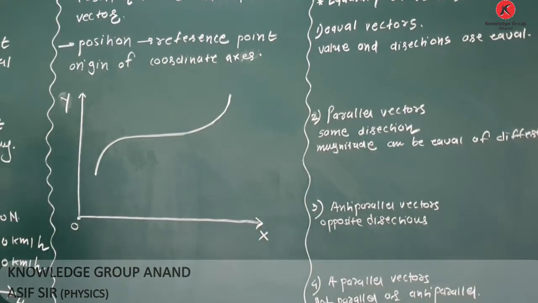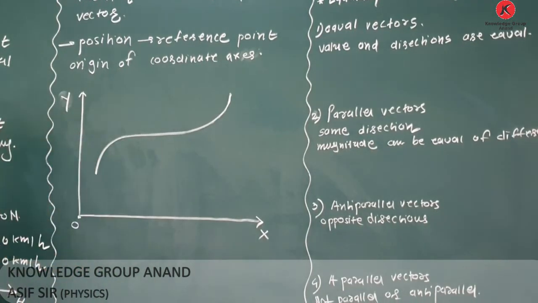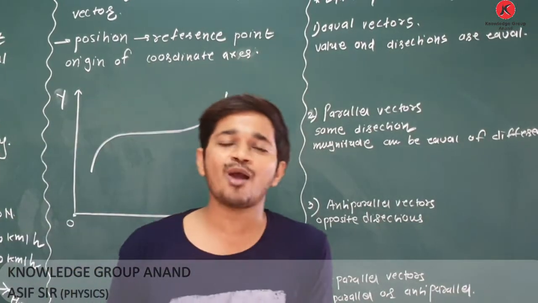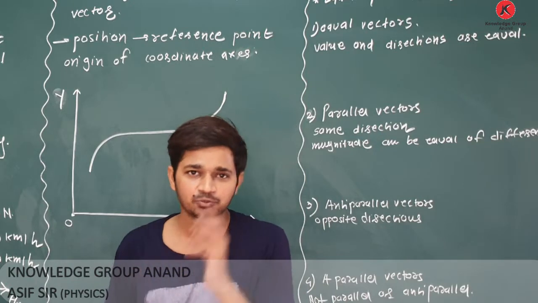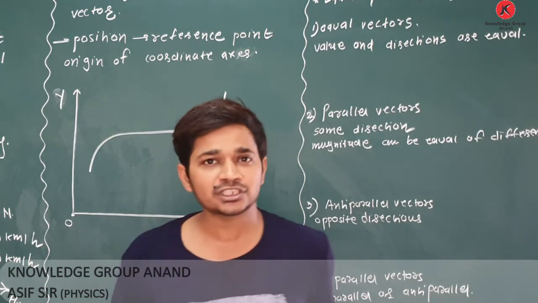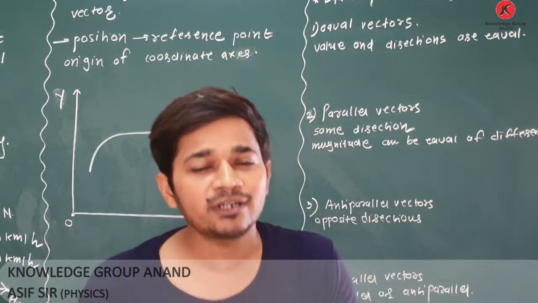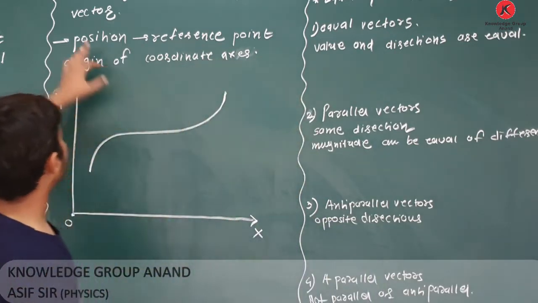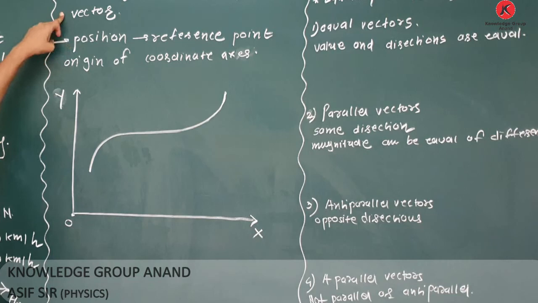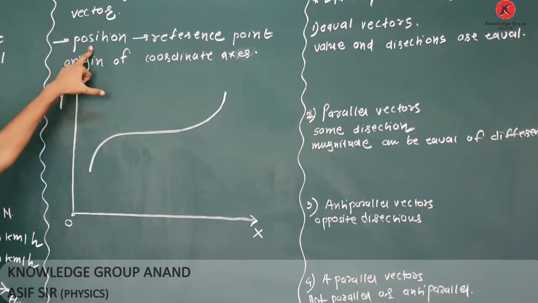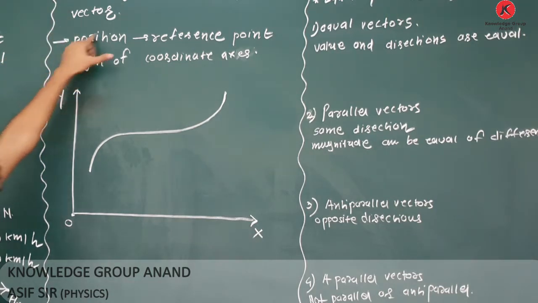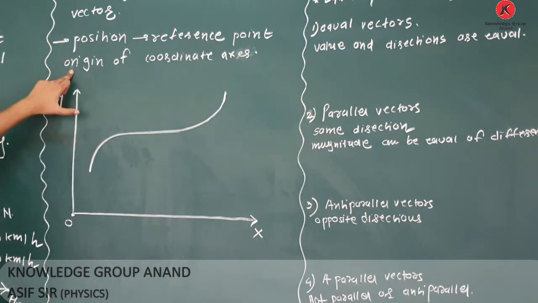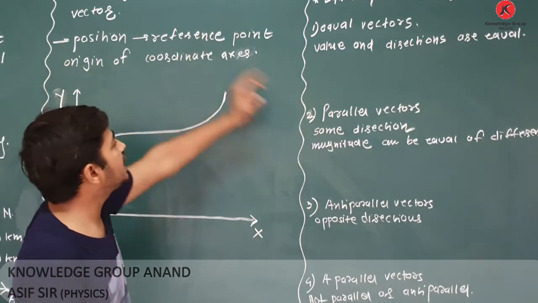Okay students, see, the next point is position vector and displacement vector. Yes, in chapter 3 we have already studied about position and displacement. First of all, to find position, what do we have to select? One reference point. Similar thing here. To define any position, you have to select one reference point. And as the reference point we are choosing the origin of the coordinate axes.